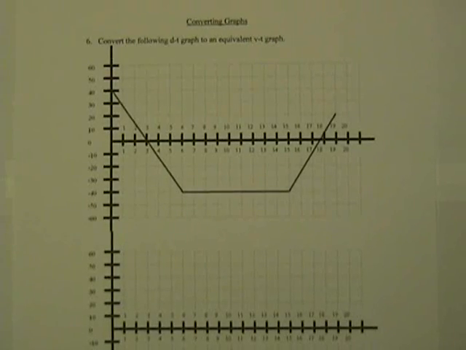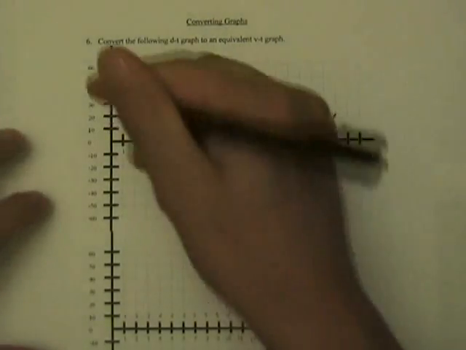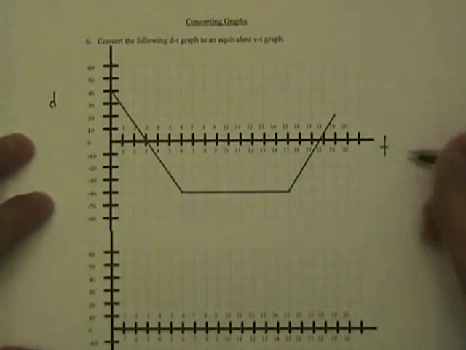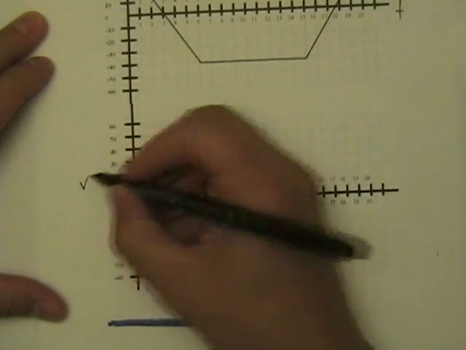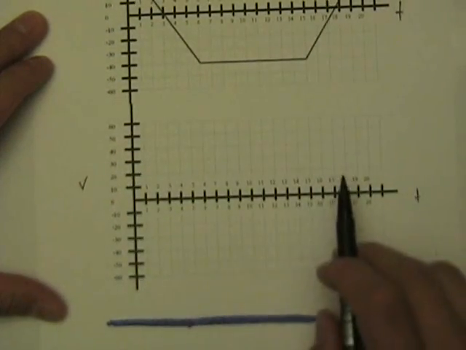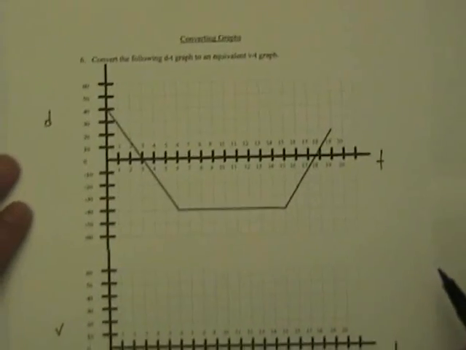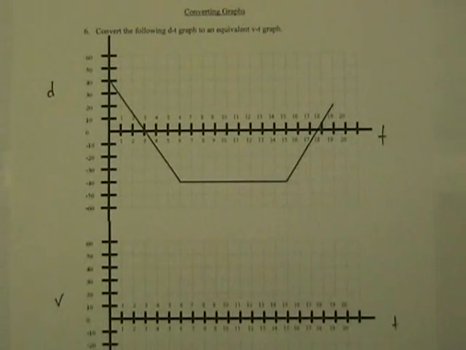Okay, we're going to be converting a DT graph to a VT graph. So this is your DT graph, and I've left you a VT graph that's going to be blank that you're going to be filling all your info in. There's really not much space here. You would usually have quite a lot more space to do things.